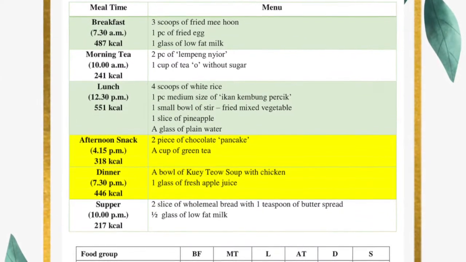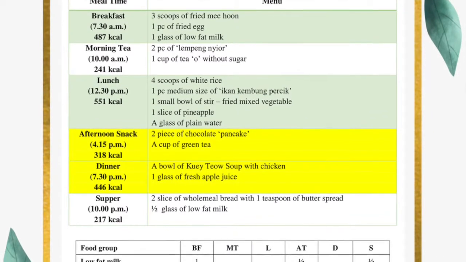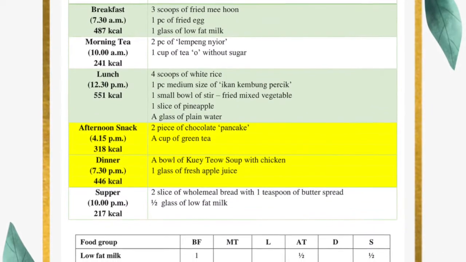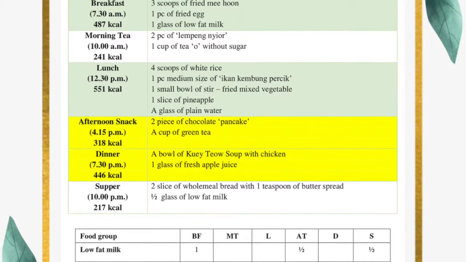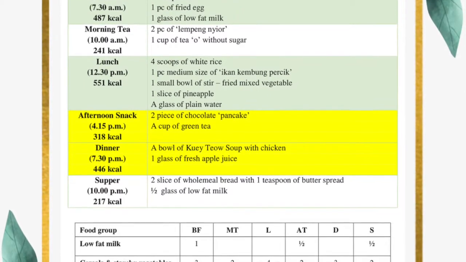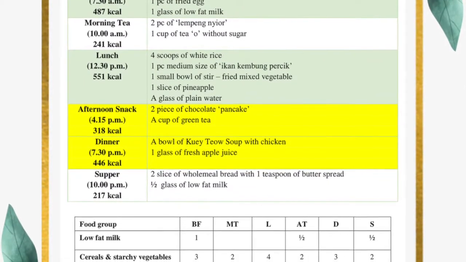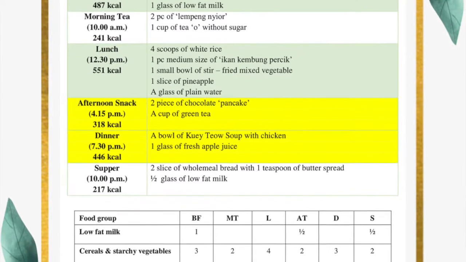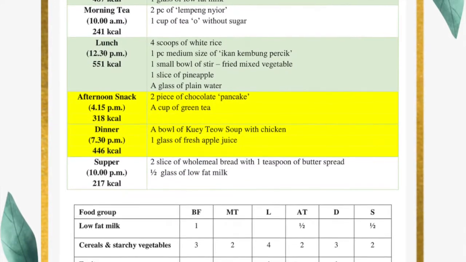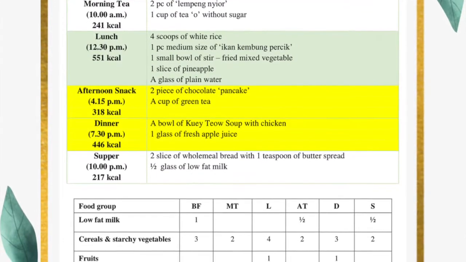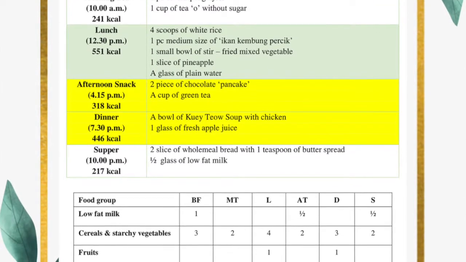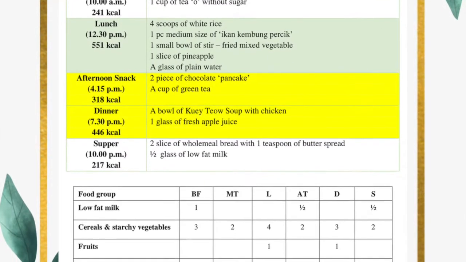So for the breakfast, the total calorie from the meal that I planned is 487 kilocalorie. For morning tea, 241 kilocalorie. For lunch, 551 kilocalorie. For afternoon snack, 318 kilocalorie. For dinner, 446 kilocalorie. And lastly, for supper, 217 kilocalorie.